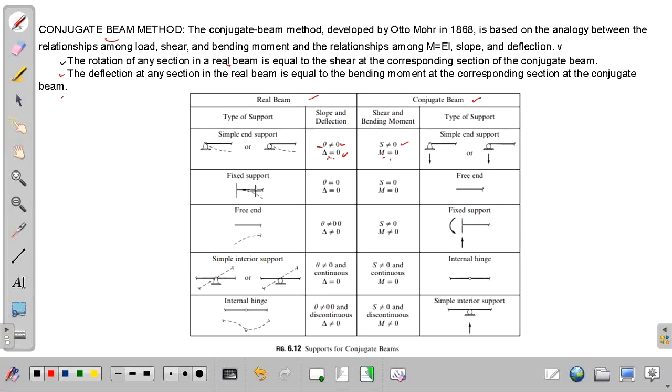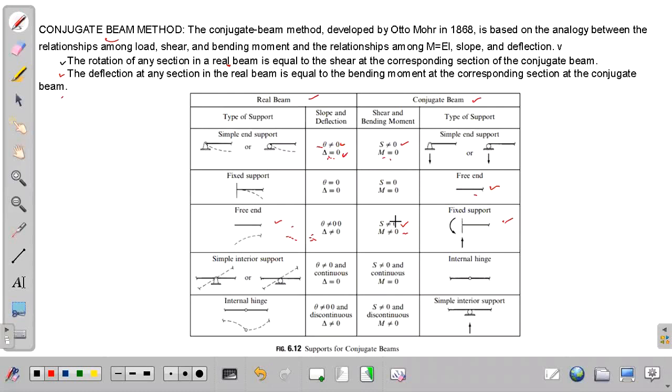Okay? So if you have a fixed support, you have a slope and deflection equal to 0. Okay? So your shear and bending moment in the conjugate beam is equal to 0. So if your real beam has a fixed support, your conjugate beam will now be a free end. Okay? So pagka meron kayong fixed support, pagka nag-drawing na kayo ng diagram for conjugate beam, your conjugate beam is free end. Okay? And vice versa. If you have a free end for the real beam, your conjugate beam will now be a fixed support. Okay? And for the slope and deflection for free end, meron tayong slope and deflection. So you solve for the shear and moment.